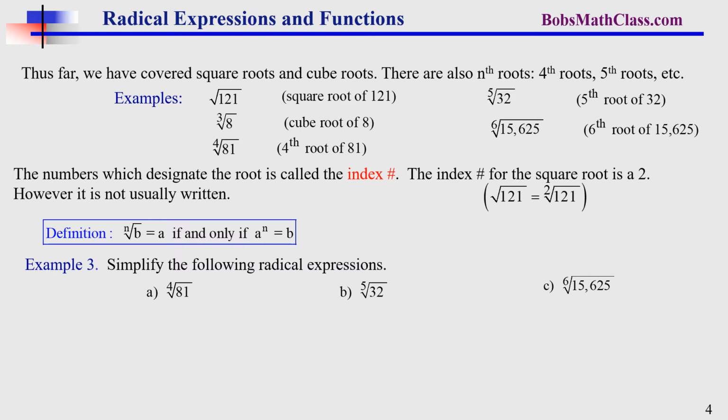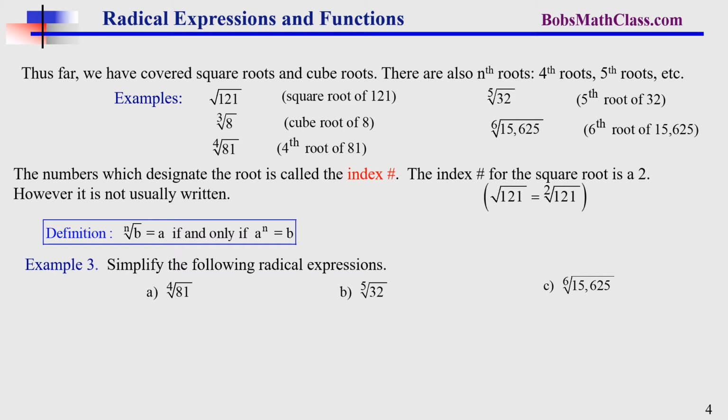Here's our definition. The nth root of b equals a if and only if a to the power n equals b. So that's saying that we're looking for the number raised to the nth power to give us a number that is the radicand. Or what number multiplied by itself n times will give you the radicand.